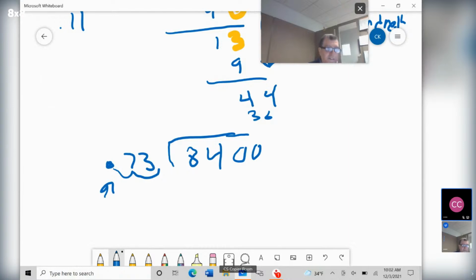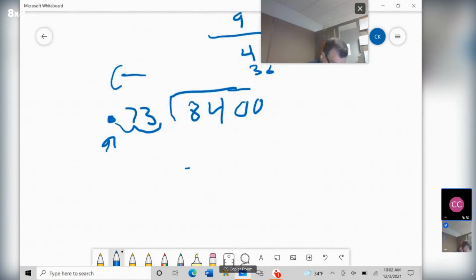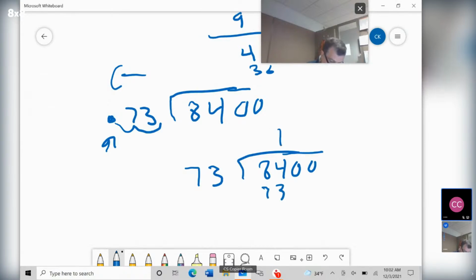So we want to always get rid of that decimal when it's out here in the divisor, okay? So we want to move that over 2 places, so we're going to multiply by 100. If we multiply the outside number by 100, we have to multiply the inside number by 100, okay? So what that's going to look like then is 73 into 8,400, and 73 will go into that once. 1 times 73, that's going to be 1, 1. We want to bring this down.